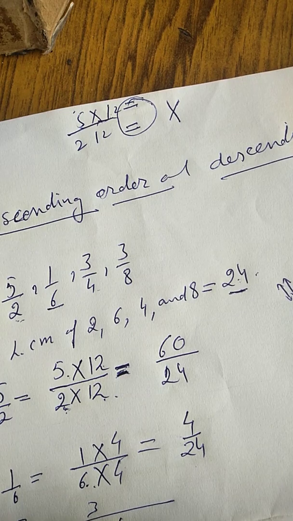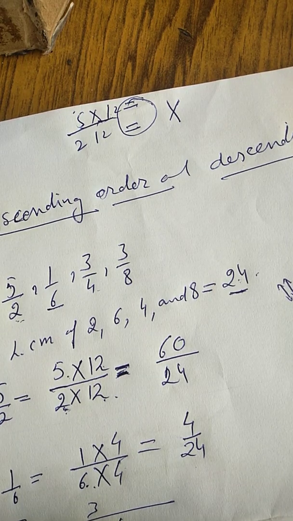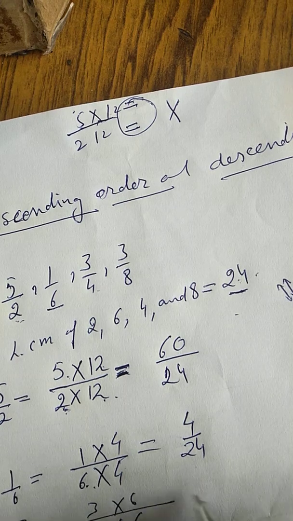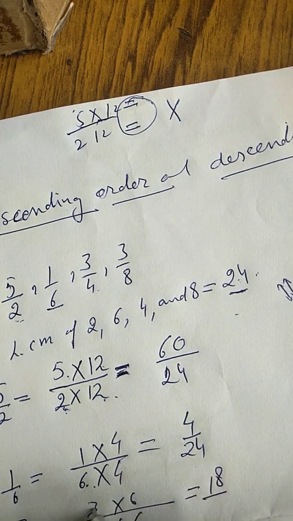Now what you will have to do? You will recite the table of 4. In the table of 4, when 24 will come, 4 6s are 24. So you will multiply it. 3 6s are 18, 4 6s are 24.